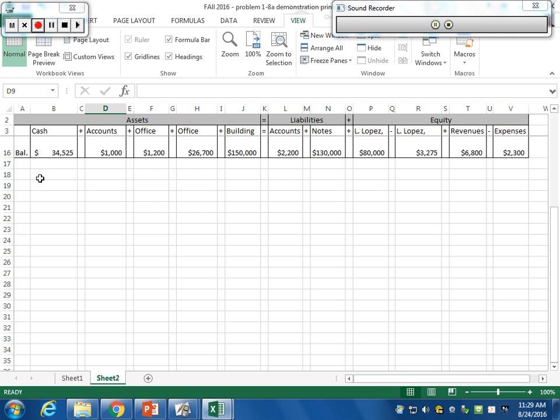Alright, so this is what you should get for each balance. Cash account, 34,525. Accounts receivable, 1,000. Office supplies, 1,200. Office equipment, 26,700. Building, 150,000. Accounts payable, 2,200. Notes payable, 130,000. Capital, 80,000. Withdrawals, 3,275. Revenues, 6,800. And expenses, 2,300.